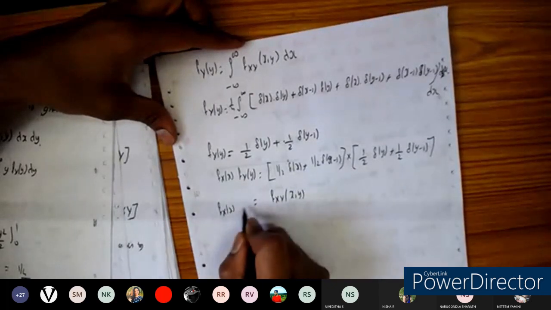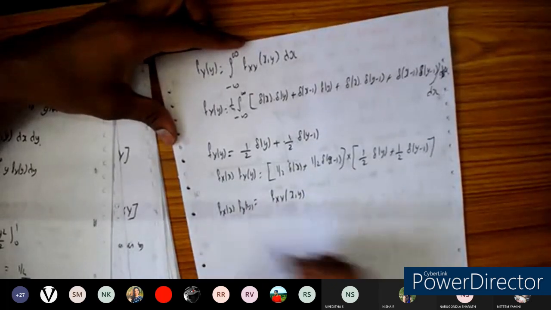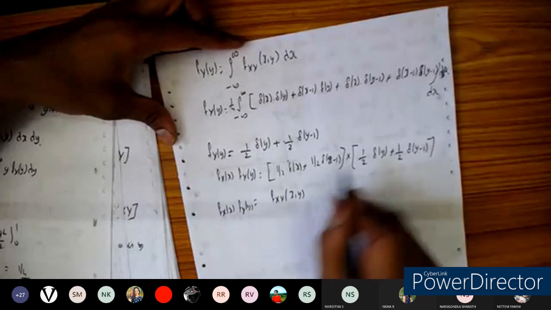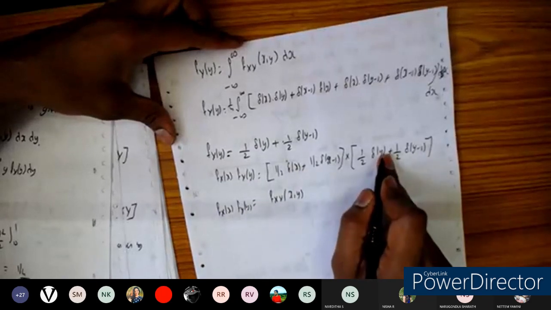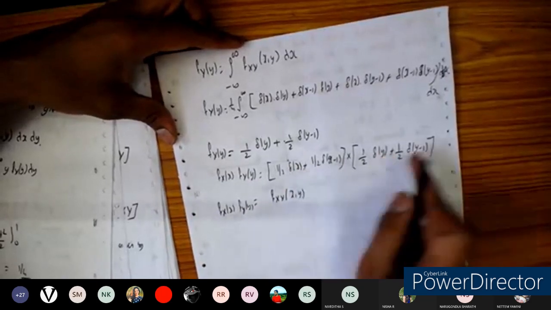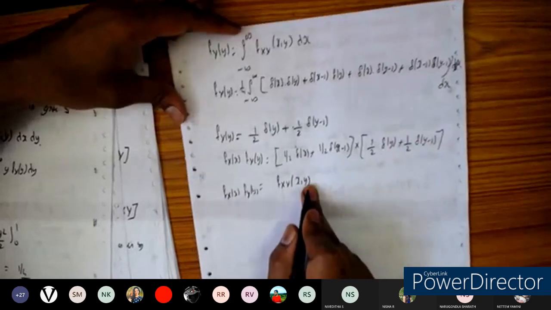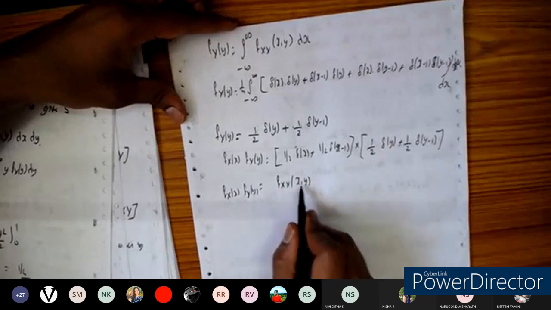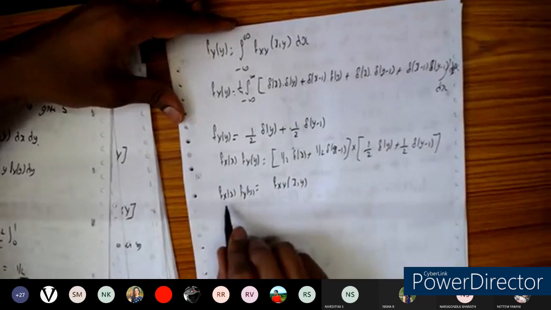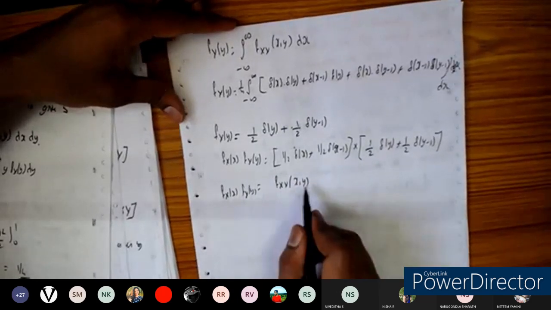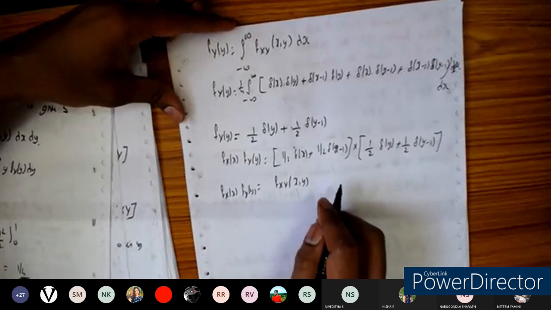If you want, you can just multiply here. We'll get that because 1 by 2 into 1 by 2 becomes 1 by 4, and delta of x into delta of y stays delta of x into delta of y. Similarly for the other terms, we'll get the fxy here. So when the bivariate PDF is equal to the product of the individual PDFs, we can say these random variables x and y are independent random variables. Correct?